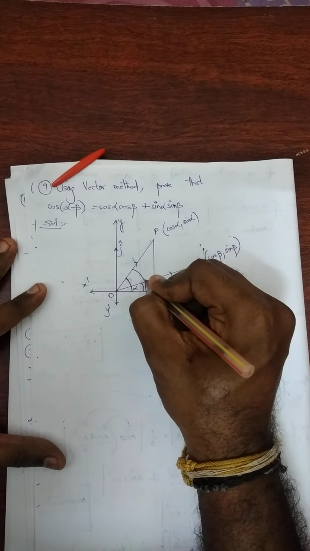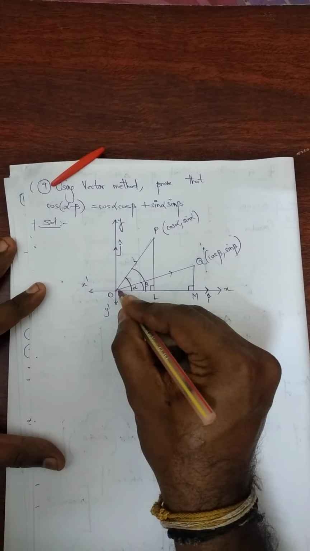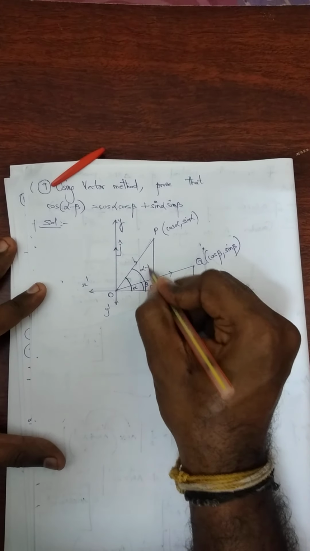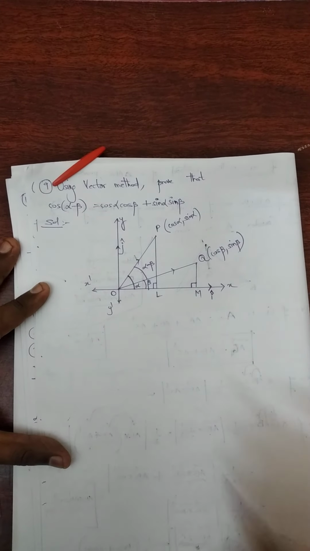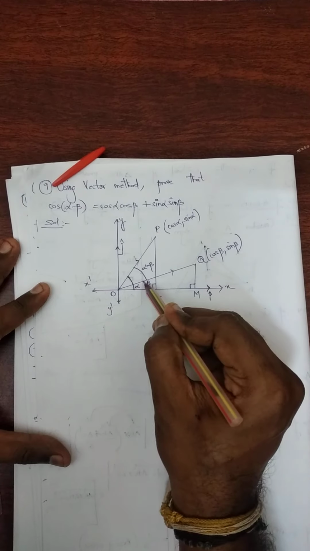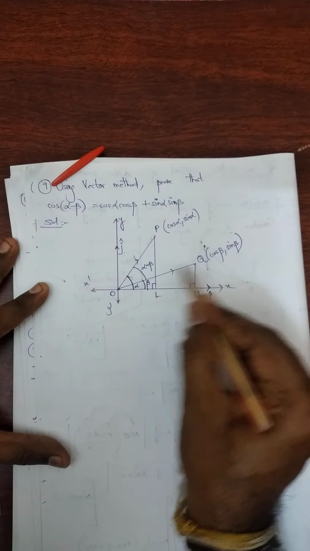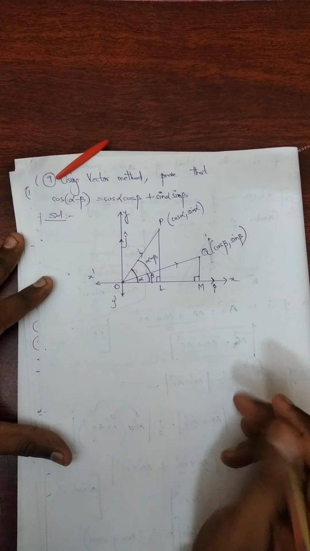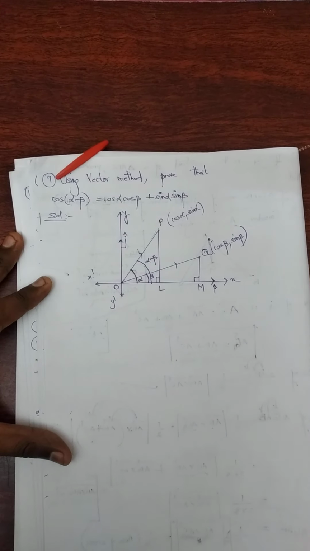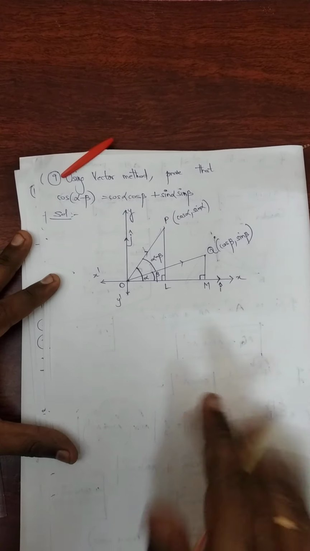So what will this be? The bigger one is alpha, the smaller one is beta. So angle POQ is alpha minus beta. This one is alpha, this one is beta, and POQ is alpha minus beta. So I am going to derive this sum very easily for you. Be very careful, and listen.